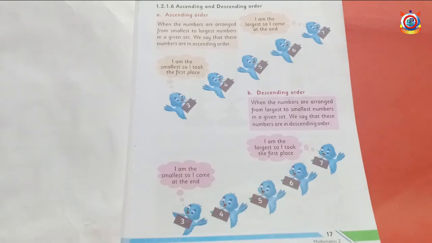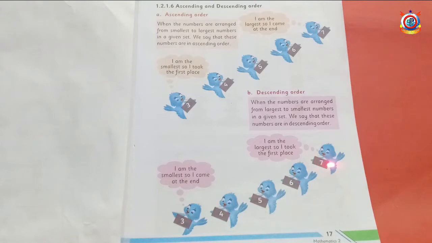Look here, look down at these birds. In ascending order we move from 3 upward up to 7. In descending order we are moving downwards from 7 to the lowest number. From the greatest number to the lowest number we are going downwards. The birds are flying downwards. Downward. Okay, now look here.